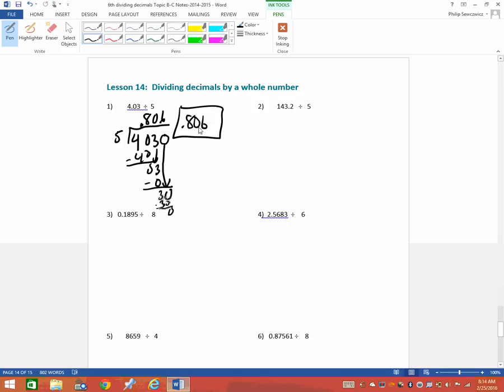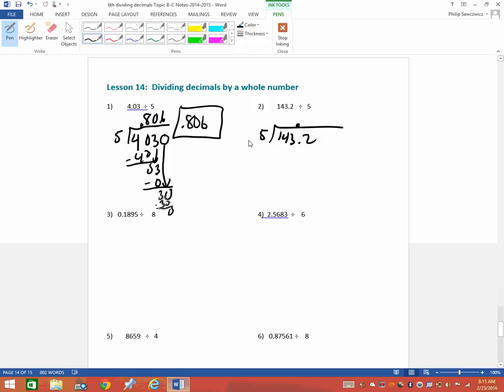So the big thing is push the decimal straight up. All right, and then when you have a remainder, it's okay. Add your zeros and bring them down. All right, so let's set it up again. I'm going to push my decimal straight up. It's important to keep the numbers lined up here. If you don't, things are going to be thrown off.